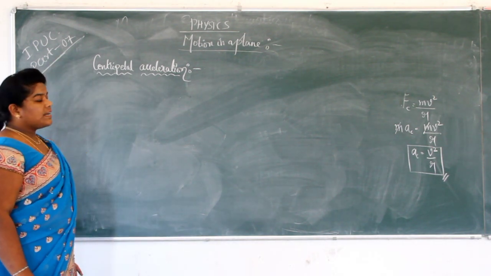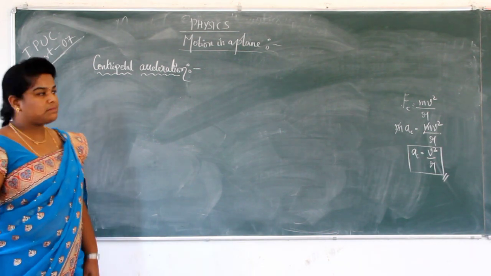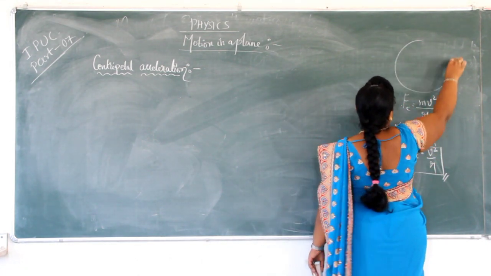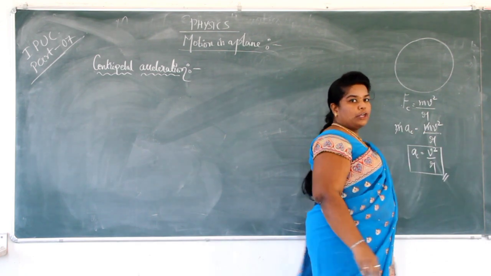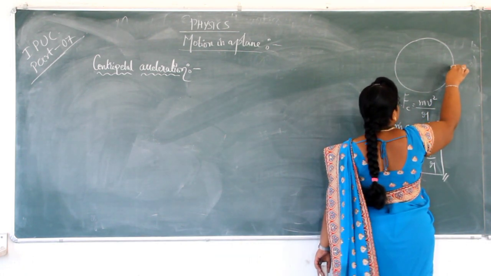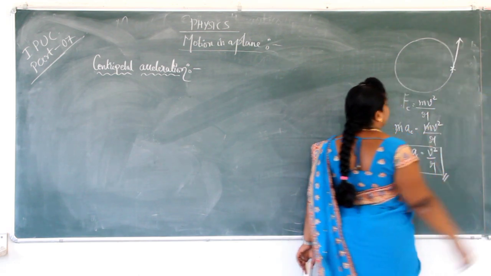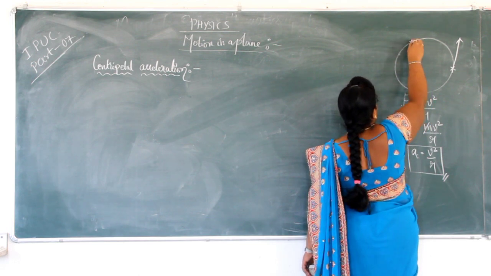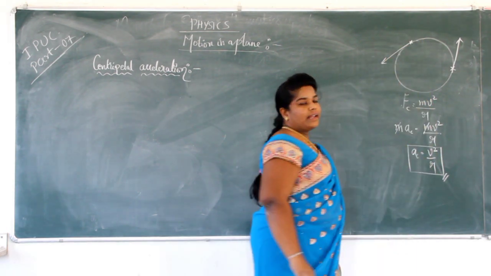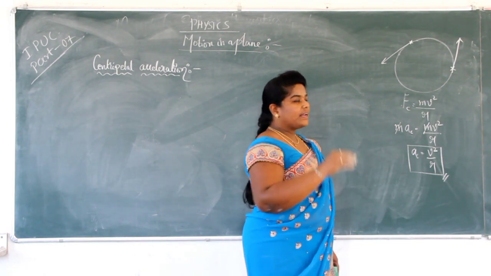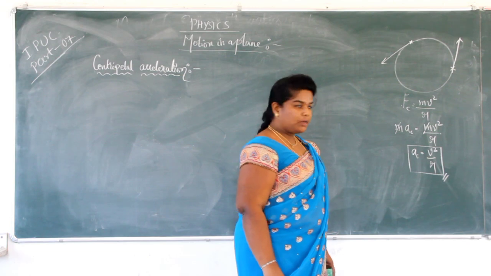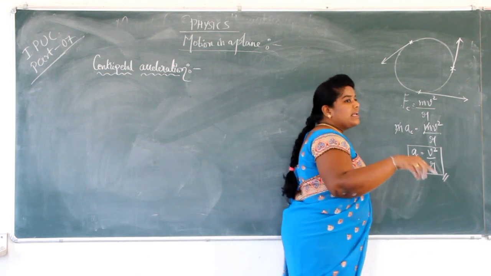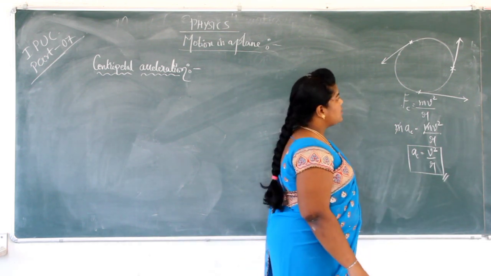Then in which direction does the centripetal acceleration act? You can observe, my dear students, suppose a particle is moving. You know what the direction of the velocity of a particle at this point is. It is along the tangent drawn at the point. Similarly, at this point where the particle is moving, we know that the velocity is in the direction of the tangent drawn. So at this point the velocity of the particle moving in a circular path is along the direction of the tangent drawn at that point.